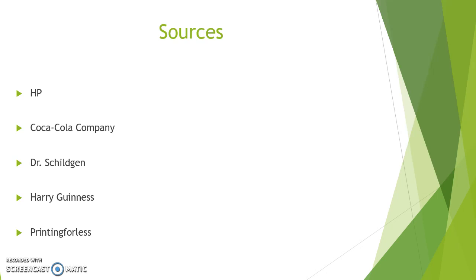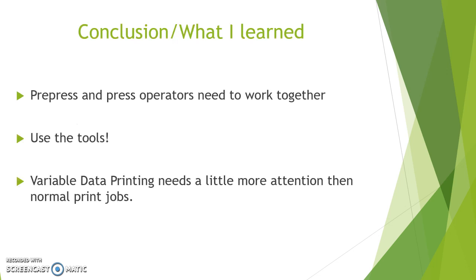For sources, I used the HP site for talking about different presses and how they work. Coca-Cola Company was for the bottles that I was talking about earlier. Dr. Shogun was a little bit on the different tools like the densitometer and how to use that, and he was a lecturer from class at ASU. Harry Guinness was about color profiles. And Printing for Less talked a little bit about variable data printing.